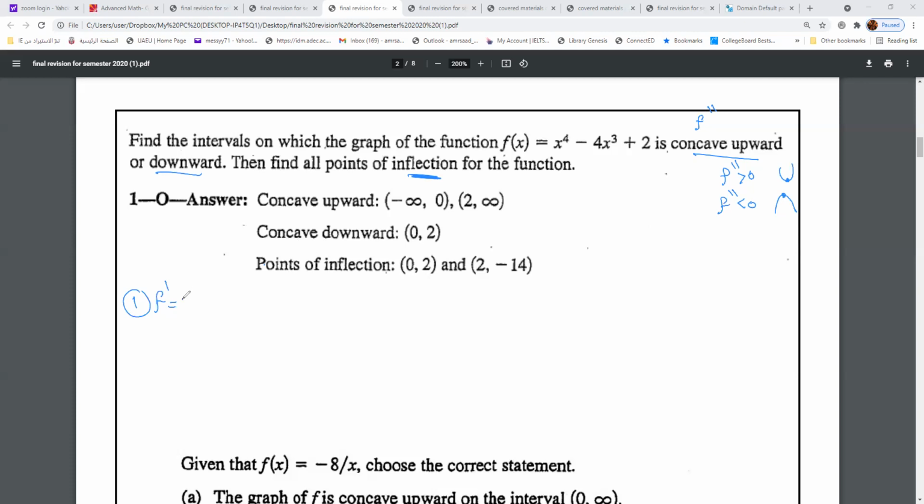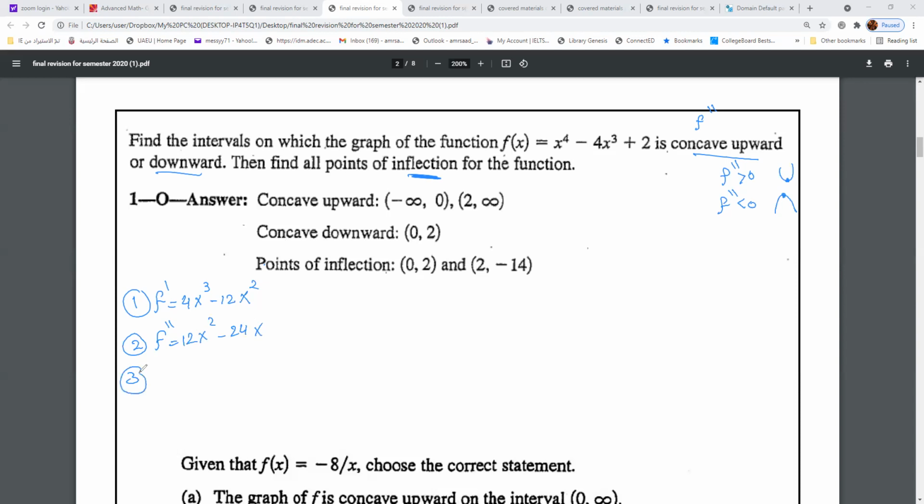Here, the first derivative will be 4x to the power 3 minus 12x to the power 2. And as you know, the derivative of any constant is 0. Please keep the rules of differentiation with you when you are studying, when you are revising, watching the videos. Keep it with you: the rules of differentiation and the rules of integration. To find the second derivative, it will be 12x squared minus 24x.